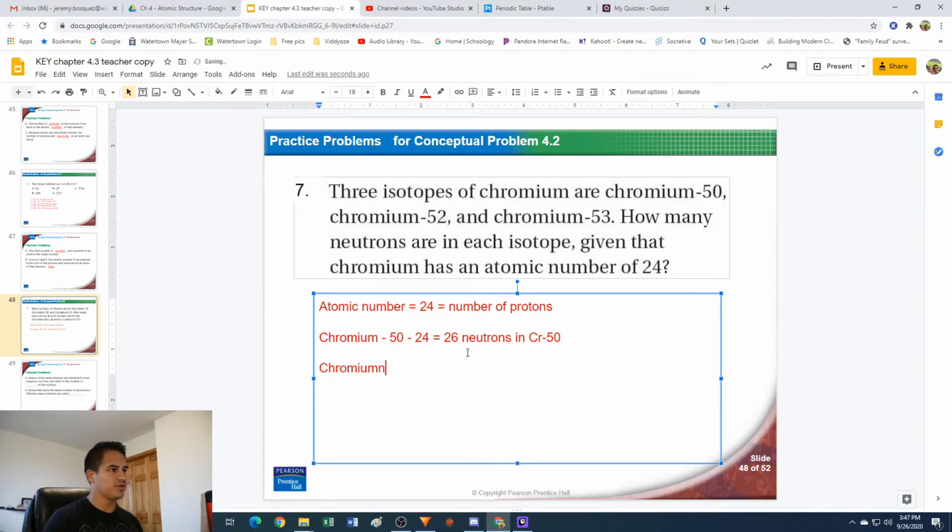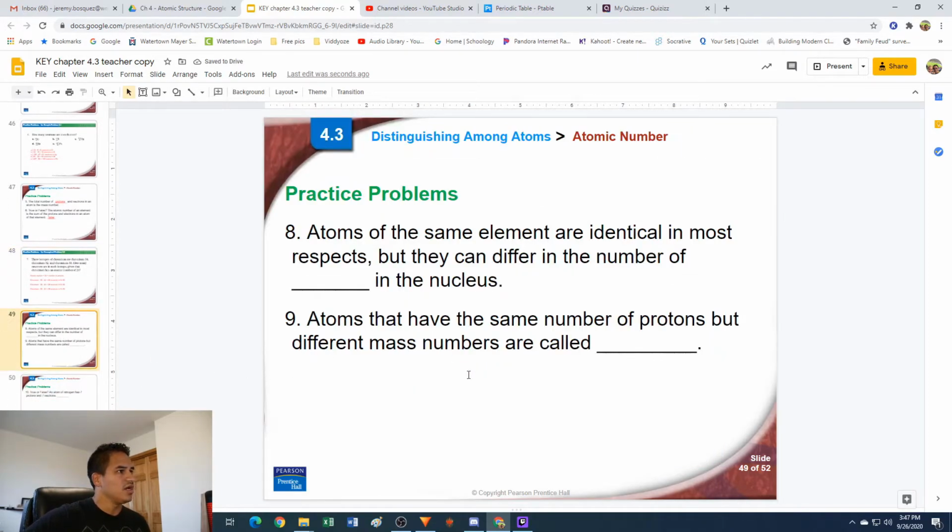For chromium 52, again, minus 24. So we're going to have 28 neutrons in CR52. And for chromium 53, again, minus 24. And we're going to have 29 neutrons in CR53. So, all right. There we go. Yeah, piece of cake.